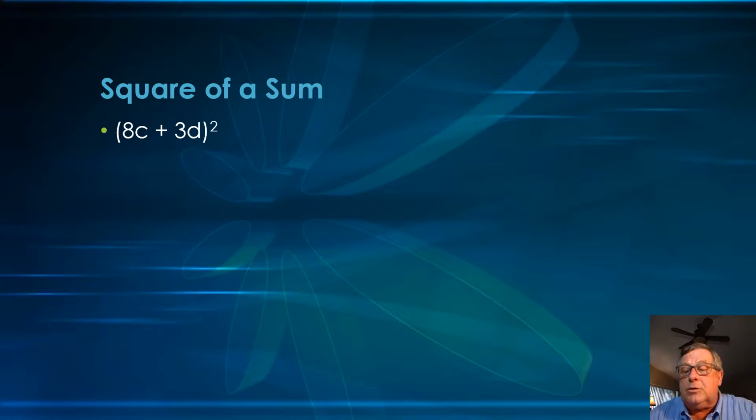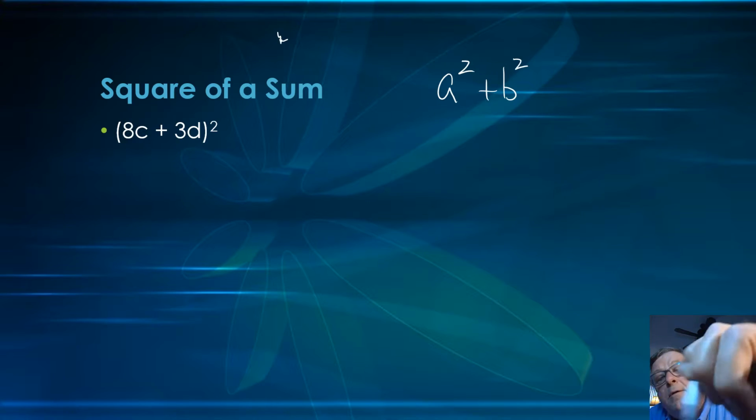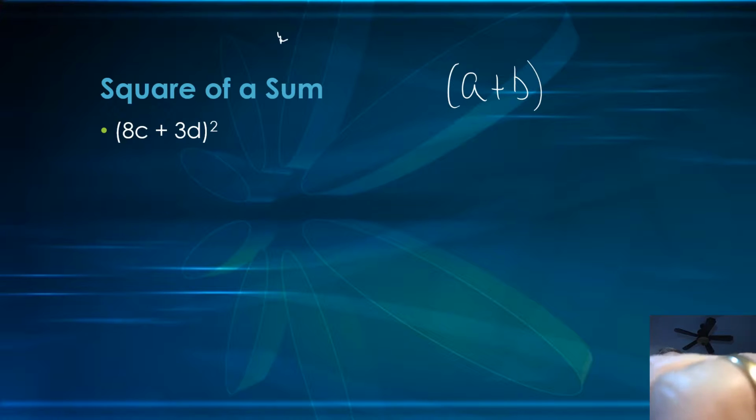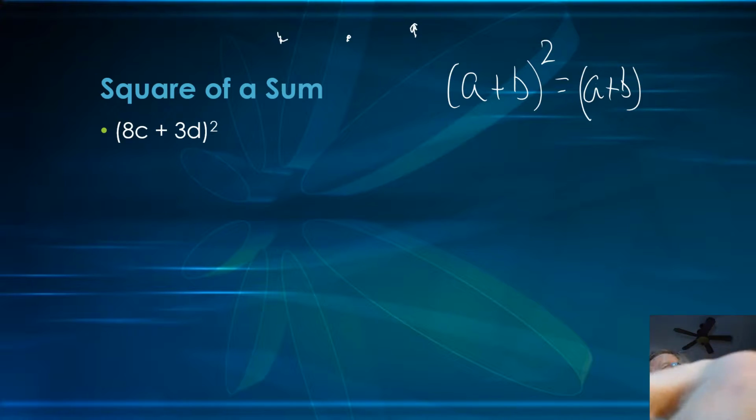And there are certain patterns that appear as we evaluate these special situations, or what your book calls special products. We're going to start with the square of a sum. So let's say that we've got a plus b squared, which of course is a plus b times a plus b.